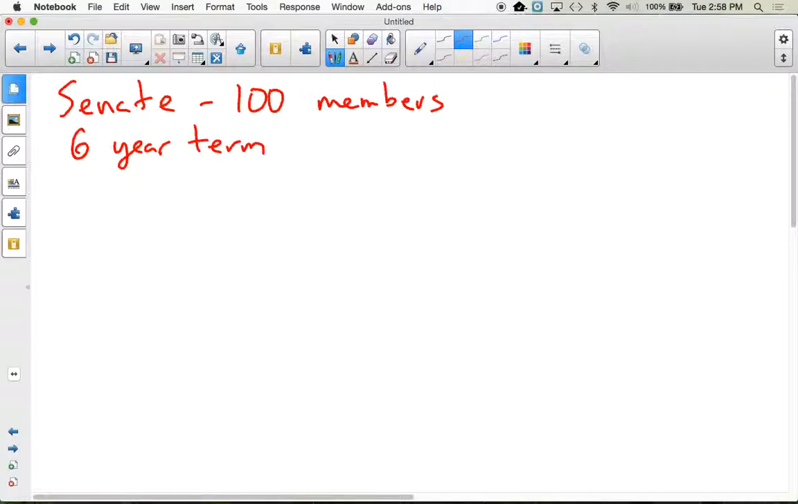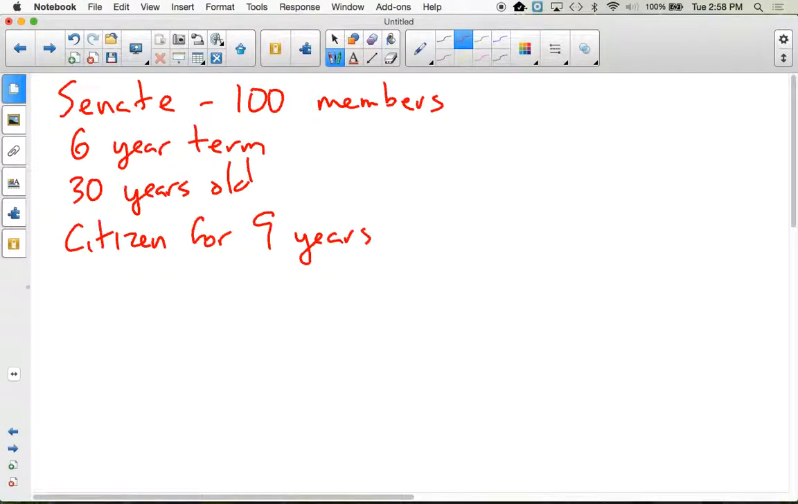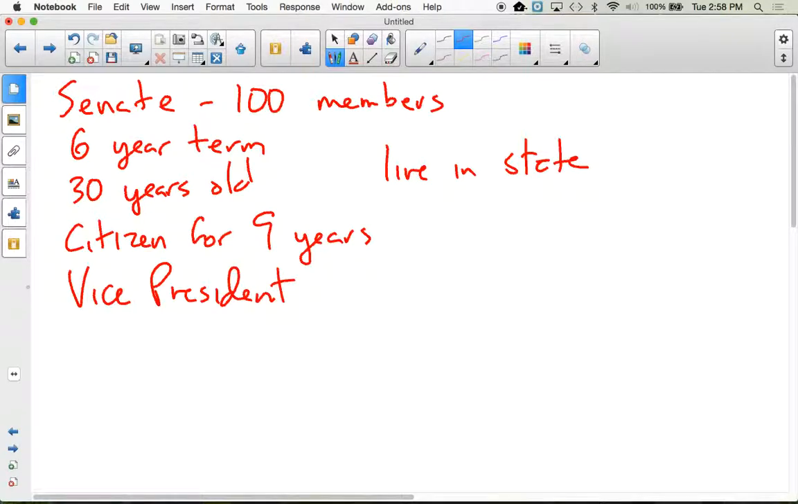But so you must be 30. You must have been a citizen for 9 years, so 2 years longer. You must live in the state. Okay, so same rules in there. The head of the Senate is the vice president. Okay. The vice president, though, only votes in case of a tie.